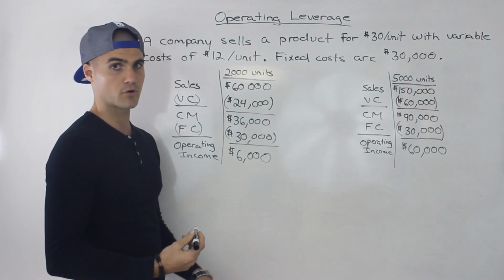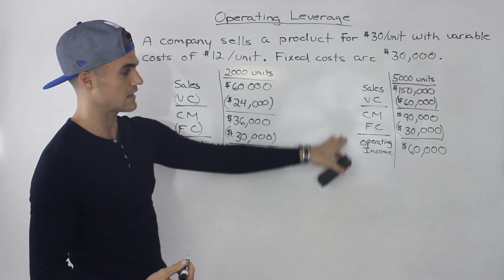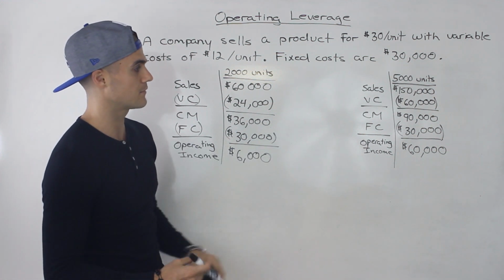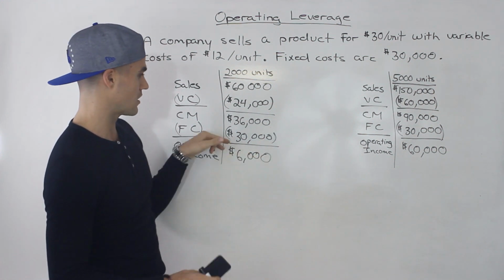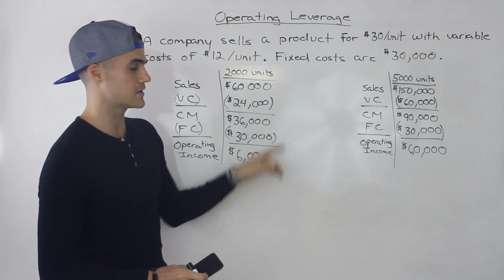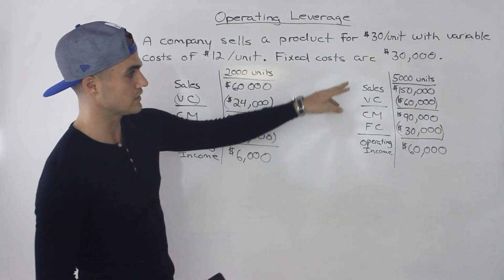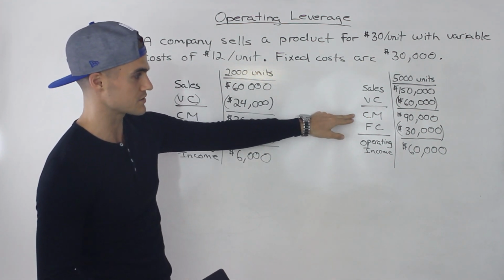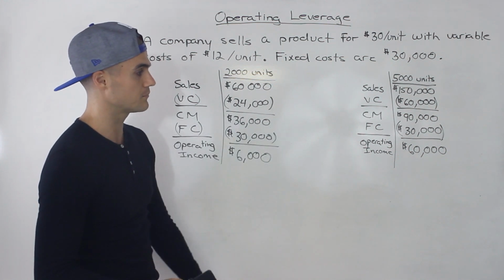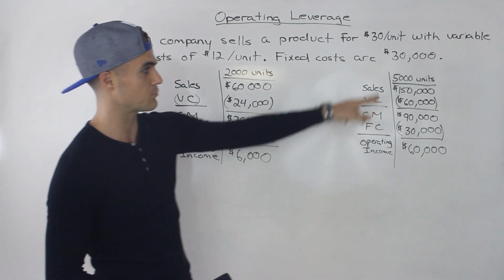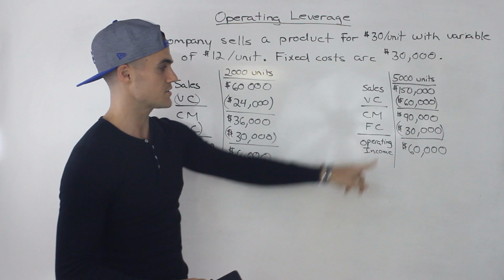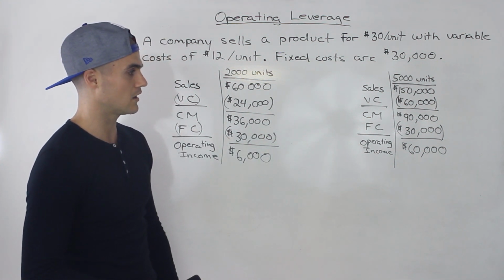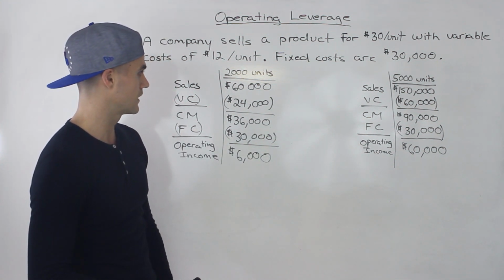And if we follow the same process for the 5,000 units, that would be the income statement right there. Notice that the fixed costs were the same in both because that doesn't change. Only the sales, variable cost, contribution margin, and operating income changed, right? Because the production level was different. So we ended up getting an operating income of 60,000 over there.